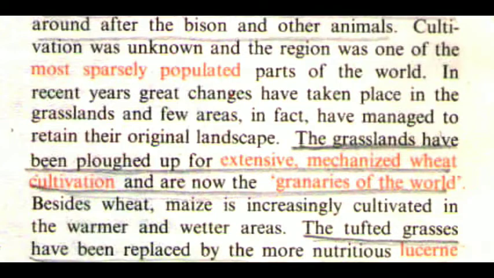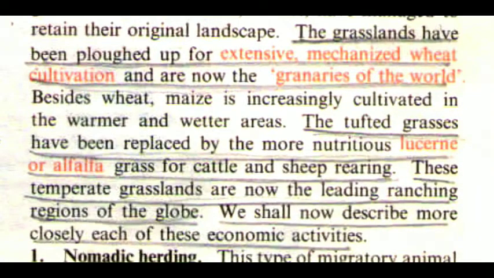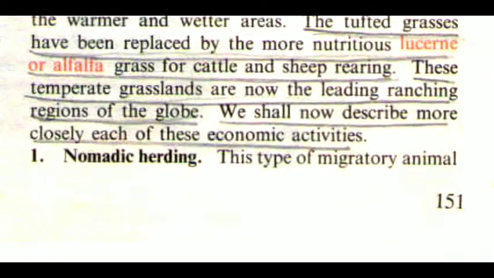In recent years, great changes have taken place in the grasslands, and few areas, in fact, have managed to retain their original landscape. The grasslands have been ploughed up for extensive mechanized wheat cultivation and are now the granaries of the world. Besides wheat, maize is increasingly cultivated in the warmer and wetter areas. The tufted grasses have been replaced by the more nutritious lucerne or alfalfa grass for cattle and sheep rearing. These temperate grasslands are now the leading ranching regions of the globe. We shall now describe more closely each of these economic activities.